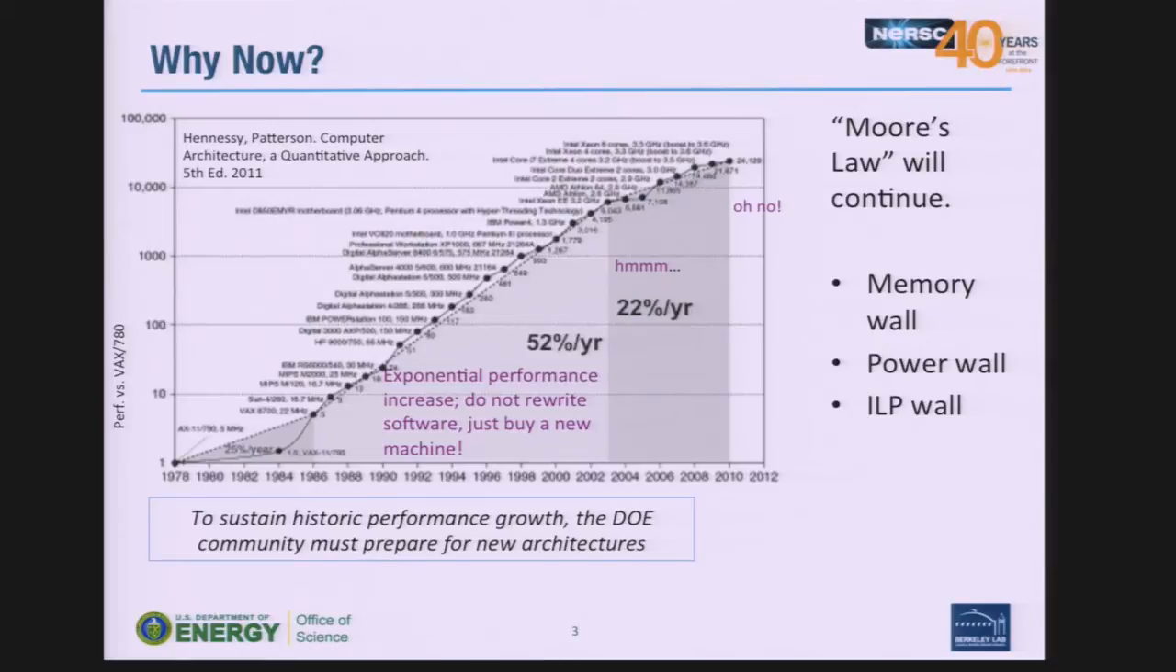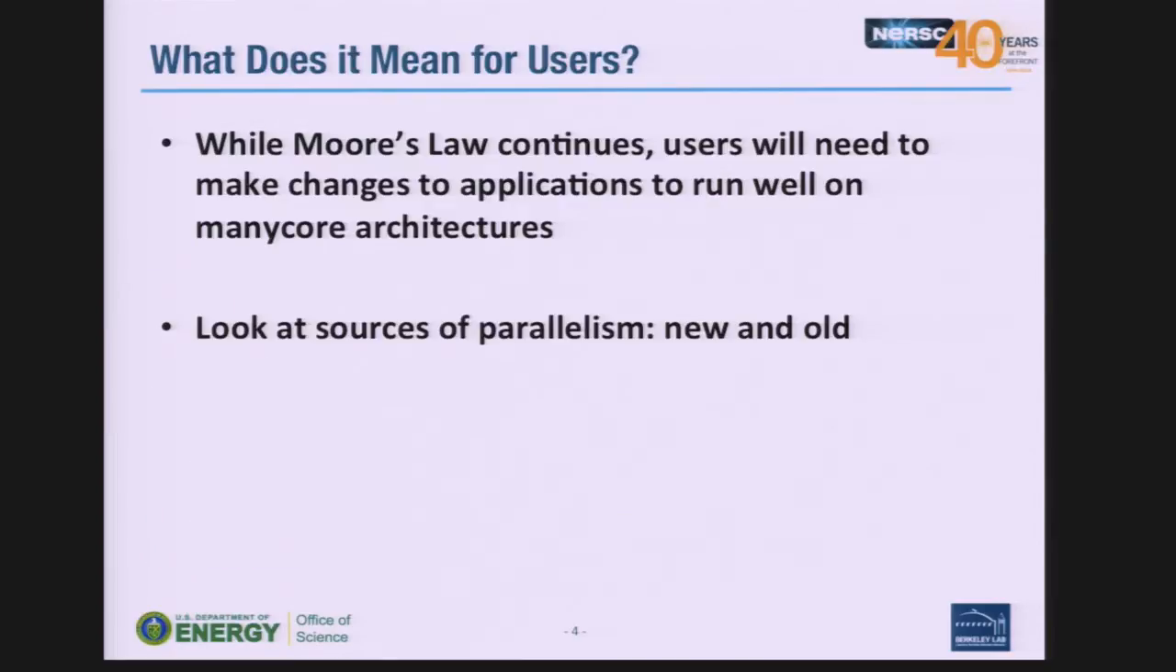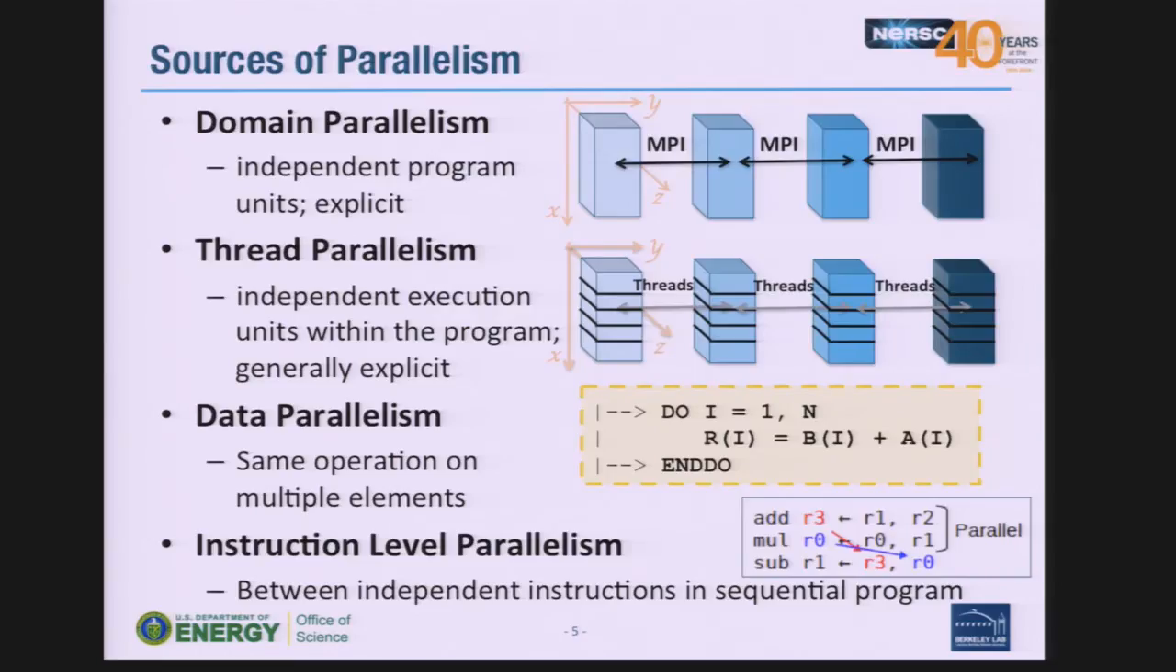Okay, so I think people have seen this graph so many times, but I think people go through it too fast sometimes. So what does this mean for you as users? Well, it actually means your job is harder, that you're going to have to program for these many-core architectures. So I thought we'd take a look at some sources of parallelism that are both new and old. Why don't we walk through a couple of types of parallelism that you might find in applications.